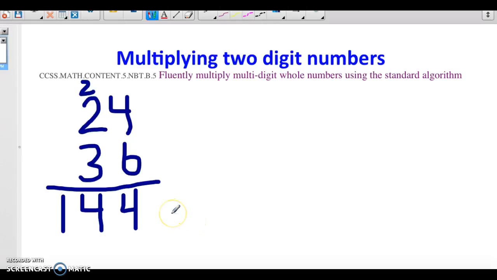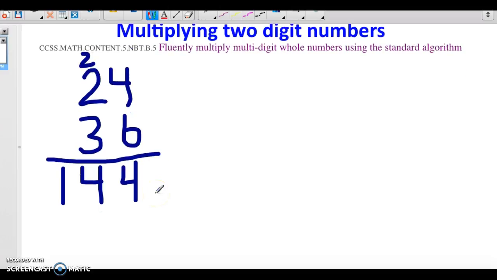After the 24 has been multiplied by 6, 24 is then multiplied by the tens place of the multiplier, which is 3. So this 24 is going to be multiplied by this 3 right here. Something I always like to do is to make sure I put a 0 down here to represent a placeholder, because at this time I'm multiplying 24 by 30, which is 2 tens being multiplied.